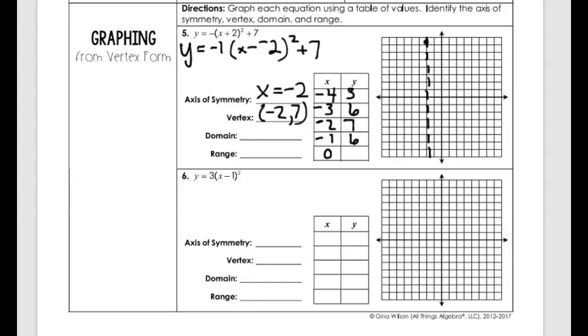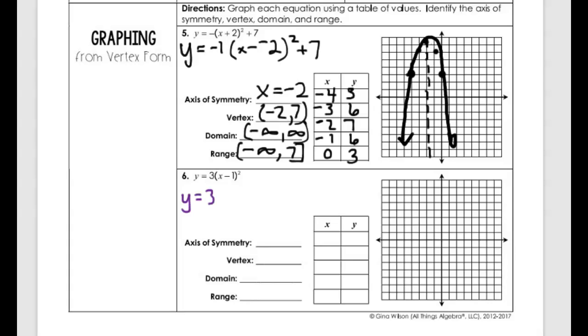So if we use our graphing calculator to fill in the rest of the values, notice that this is going to open upside down. And then just as a characteristic, notice that the domain is going to be all real numbers again, and then the range is going to have a maximum at 7, so we're going to write it as -∞ to +7.